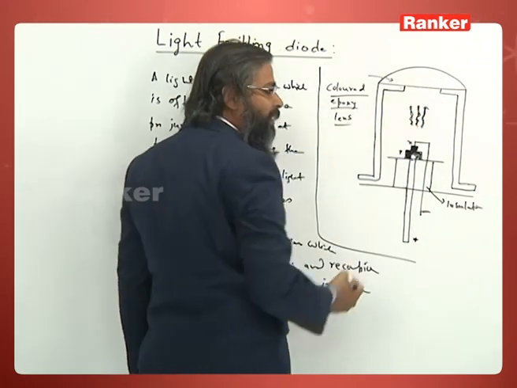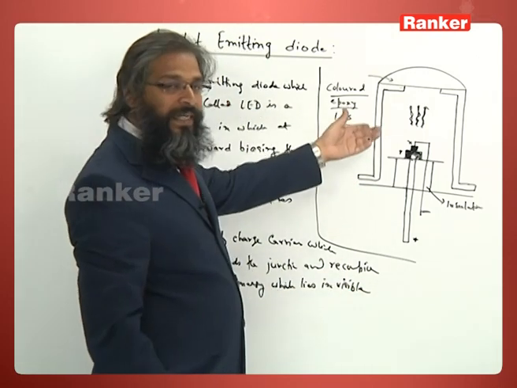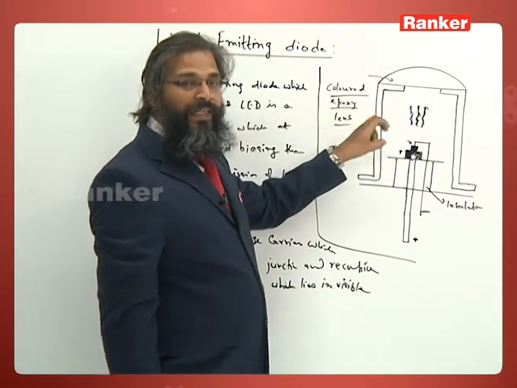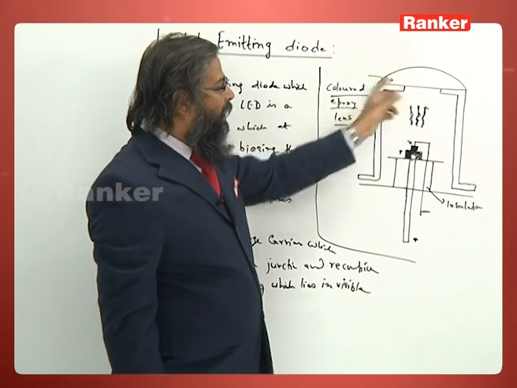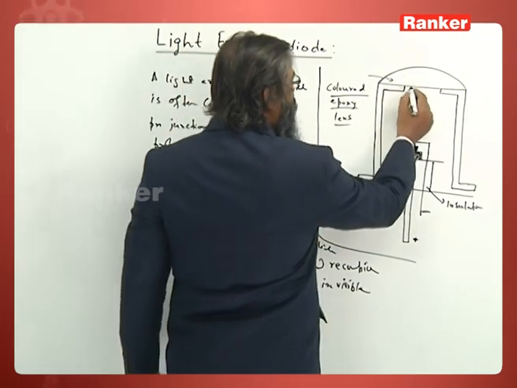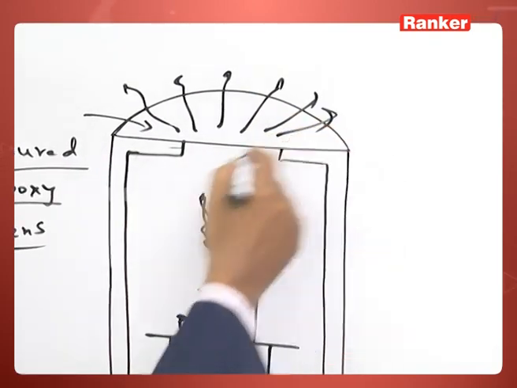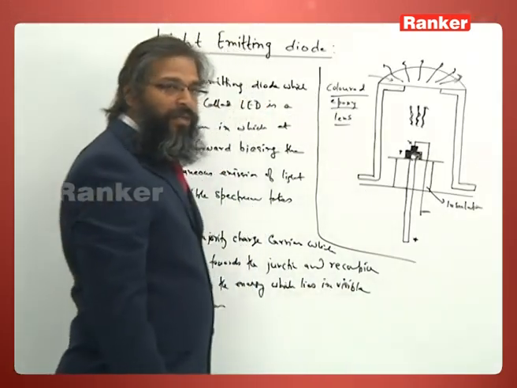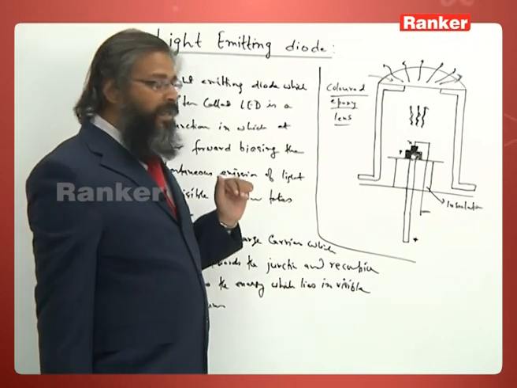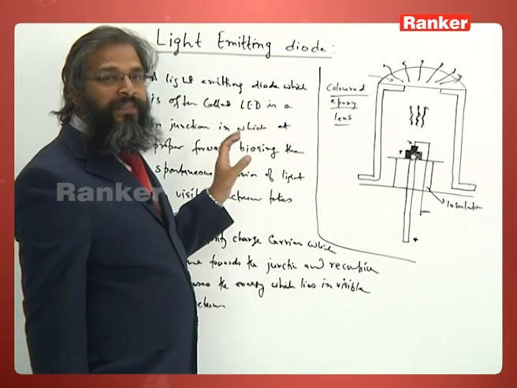So, it is red LED, white LED, blue LED, green LED. Different colored LEDs are there, and that colored lens will be there. So, finally, the ray will come out like this. So, this is the constructional details of an LED. Let us see its working diagram.